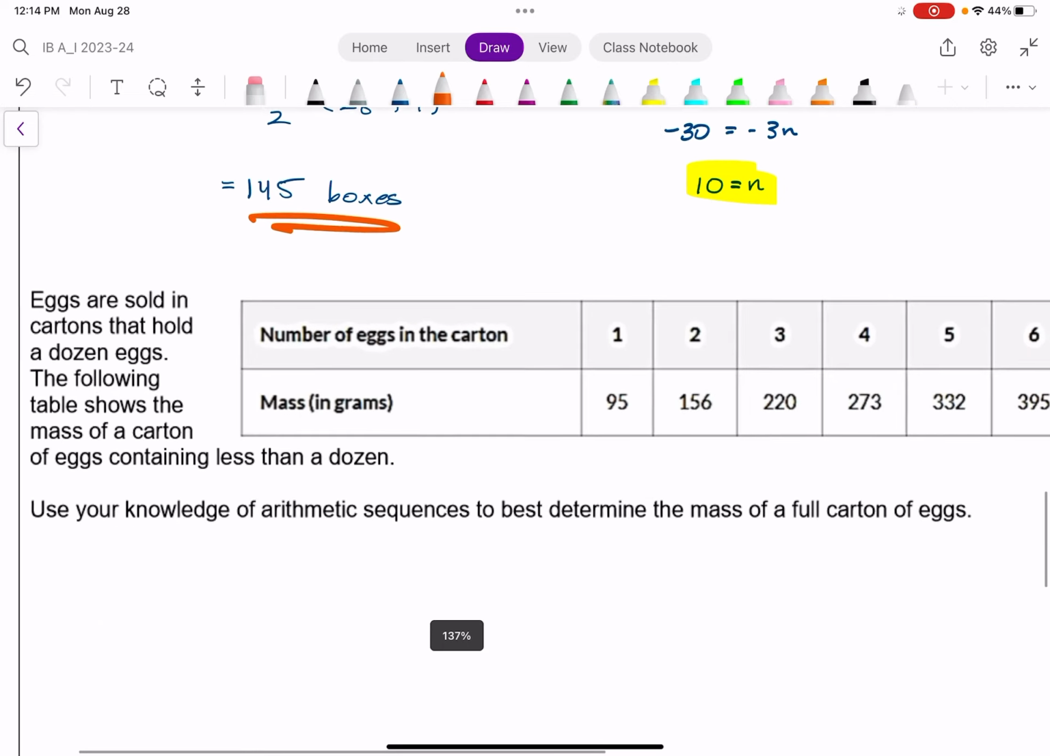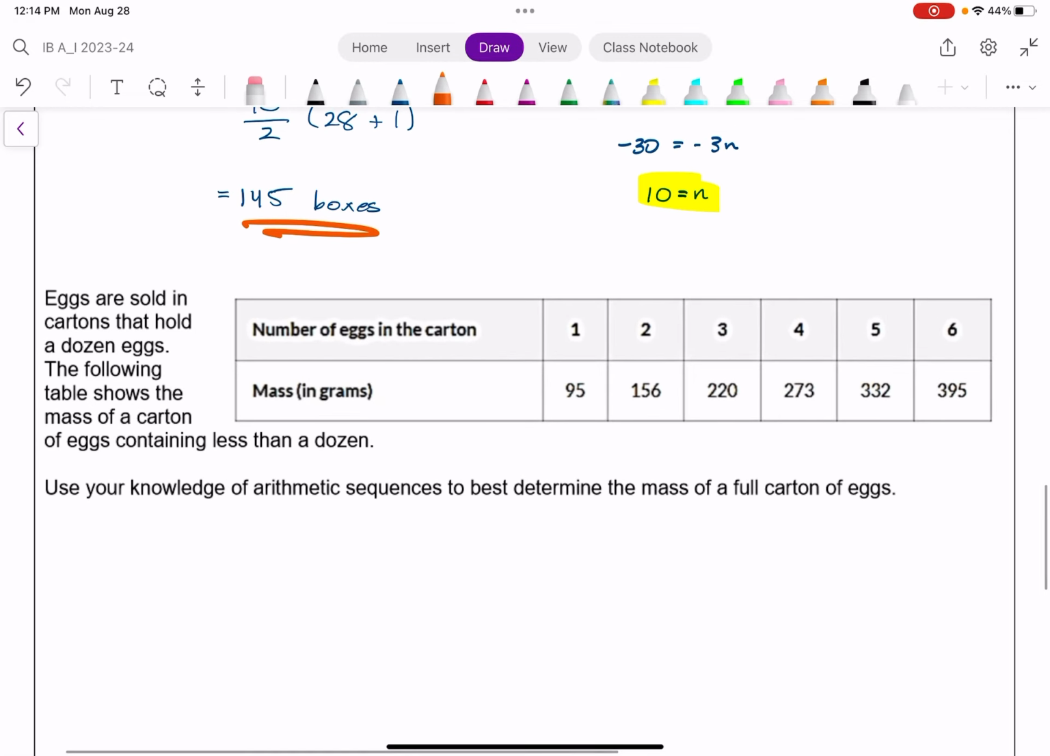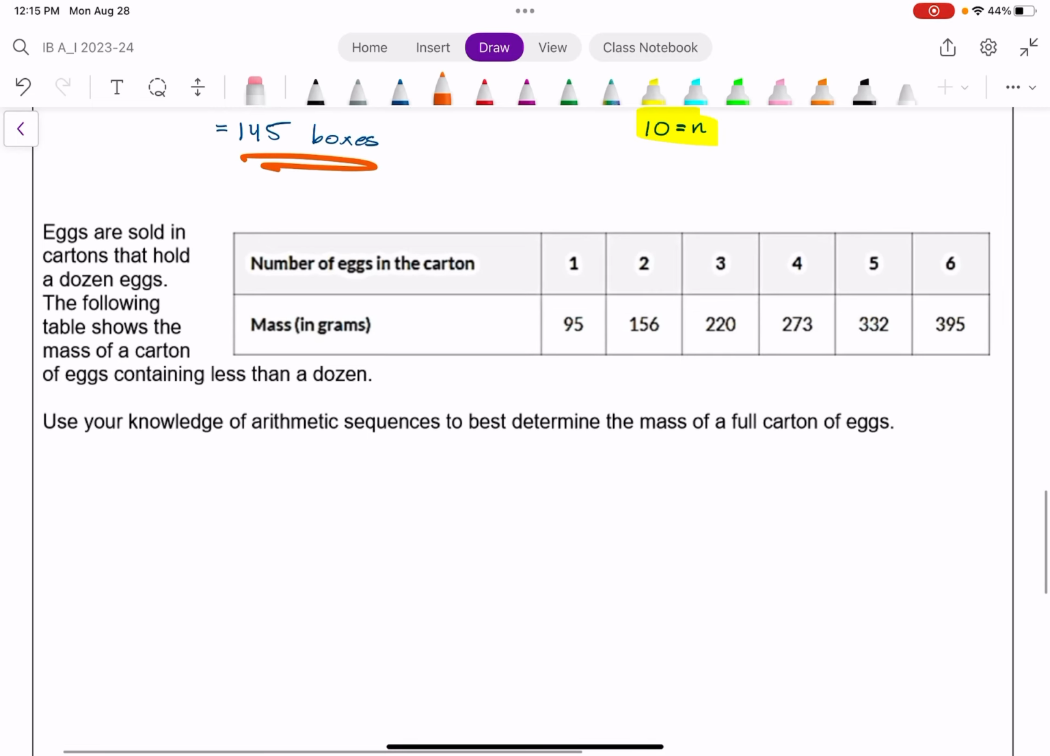So for the last question, we have some data representing the number of eggs in a carton, as well as the overall mass in grams of that carton. And we want to use what we've learned to try the best we can to determine the mass of a full carton of eggs. And we'll say a full carton is a dozen.